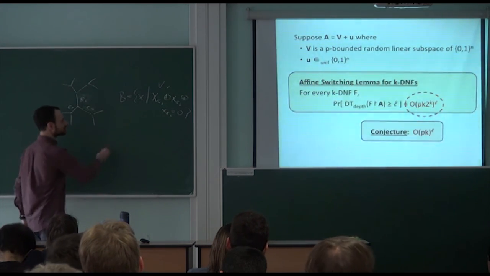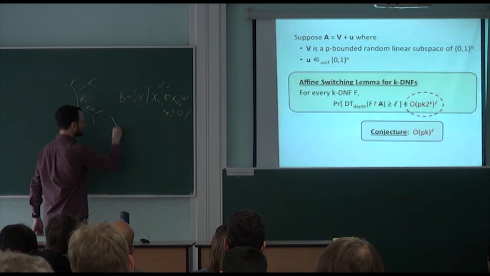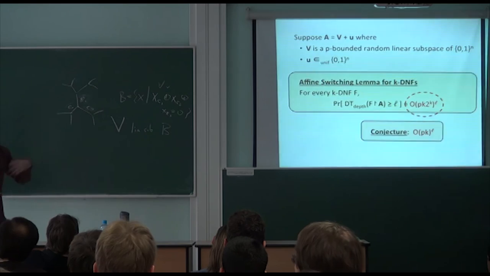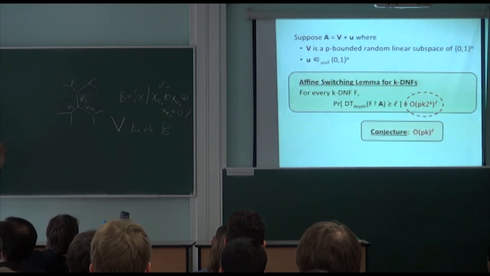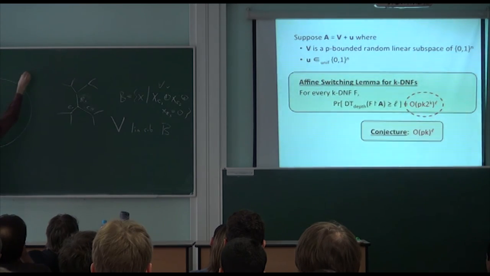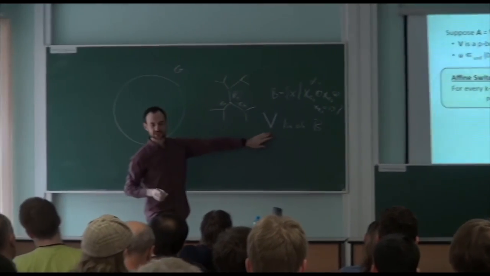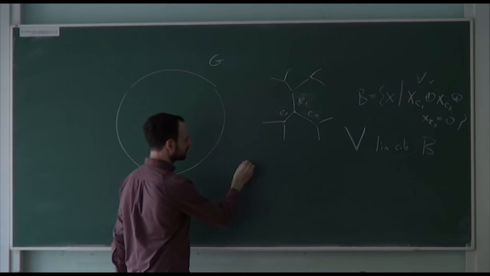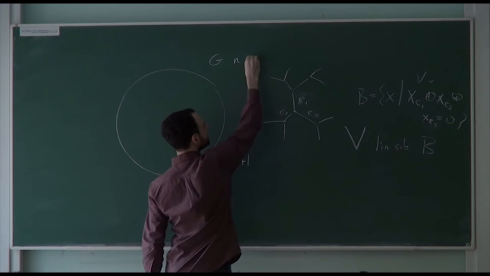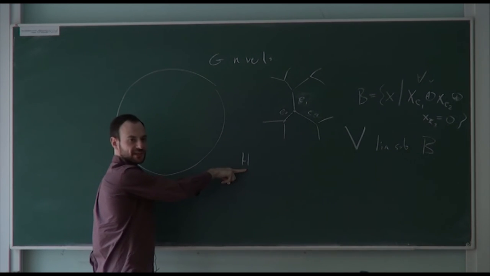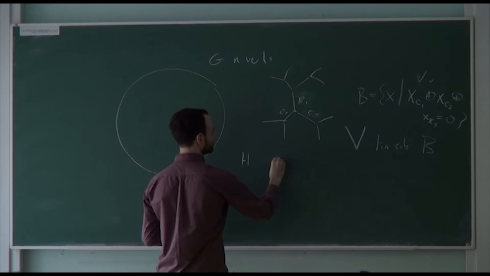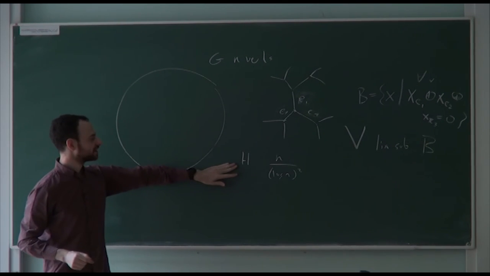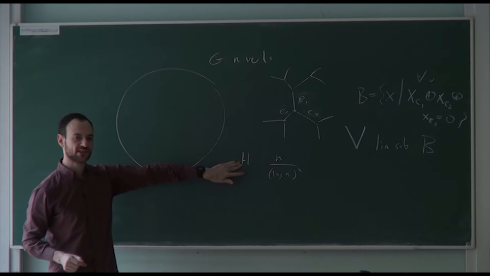Now I'm going to define a distribution V of linear subspaces of B. It's going to be p-bounded, and this is what we use in our switching lemma. Just to tell you very briefly how it works: here's the original graph G. Let's say G has n vertices, and we take a three regular expander H on a smaller set of vertices, maybe something like n over log n squared. Now we use a certain random topological embedding of H in G.